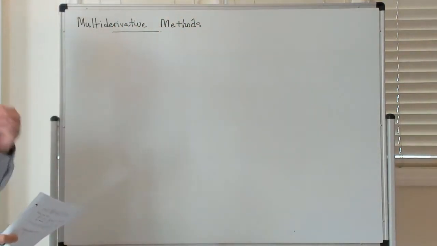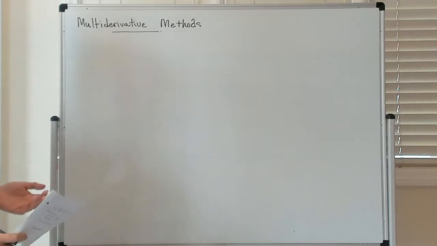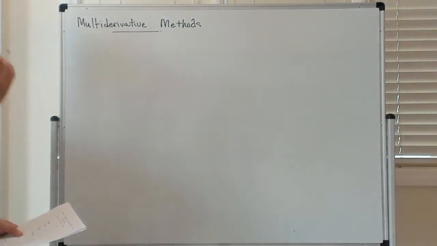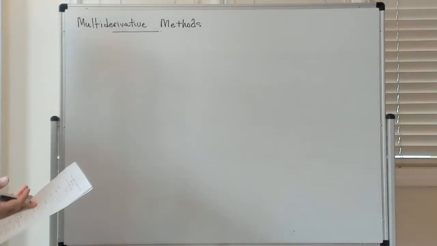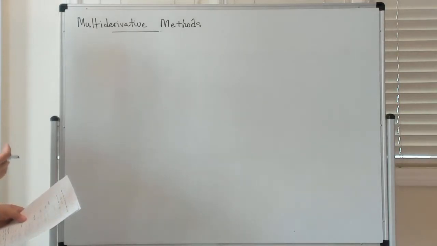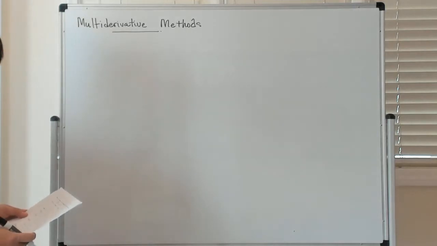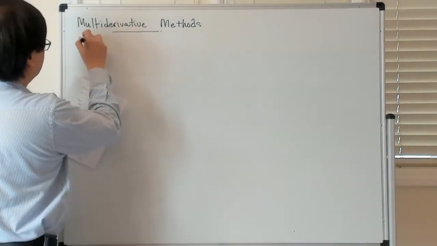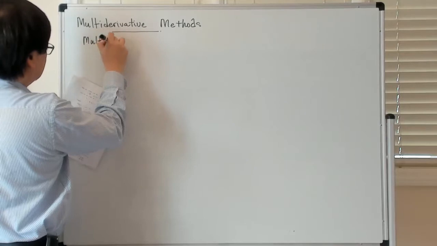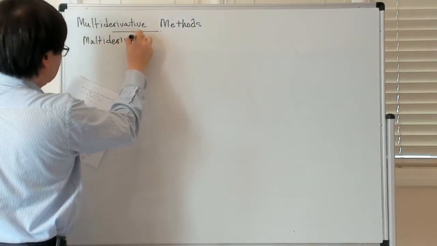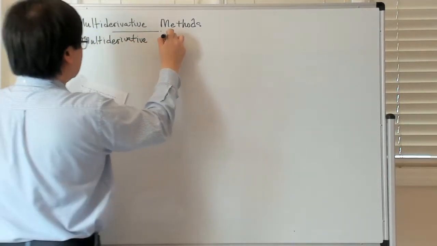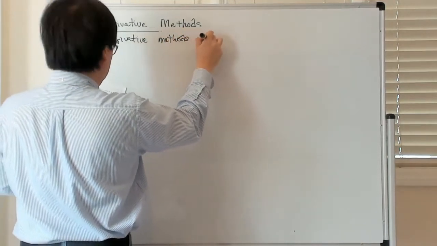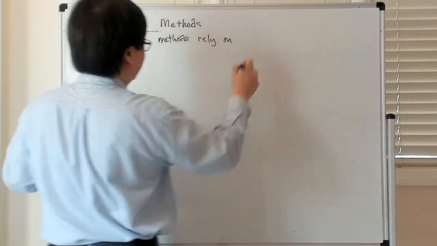As the name implies, what happens with multiderivative methods is that you try to construct approximations of the exact flow map, not just by using combinations of the vector field, but you're also using derivatives of the vector field in constructing your approximation. So multiderivative methods rely on derivatives of the vector field.